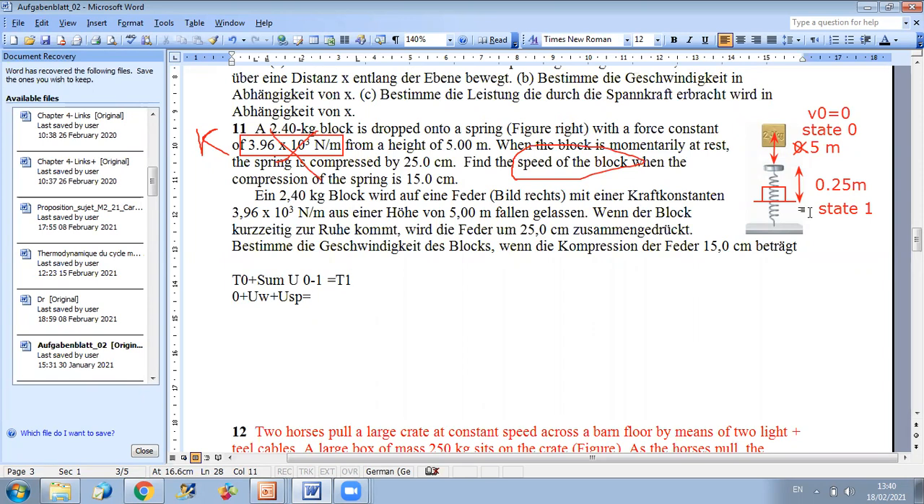Zero, because they said the block will stop when the spring is compressed by 25 centimeters. So at state 1, the velocity V1 is 0, meaning T1 is 0. So we can deduce that the work of the weight plus the work of the spring should be 0.